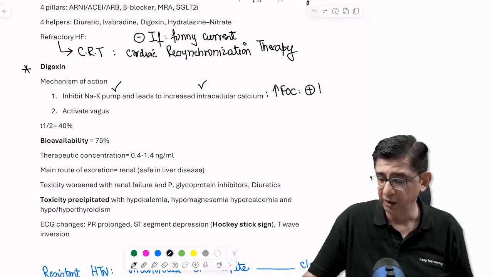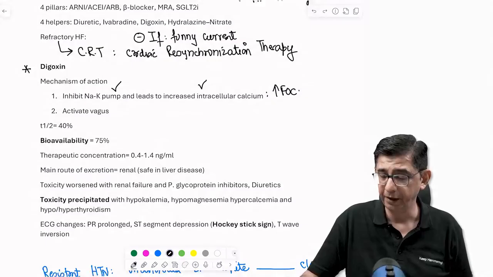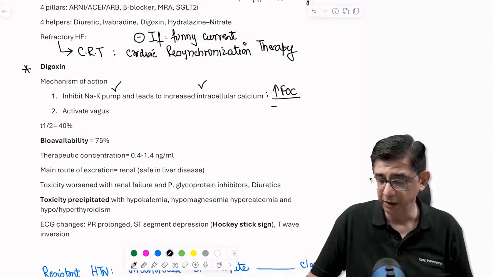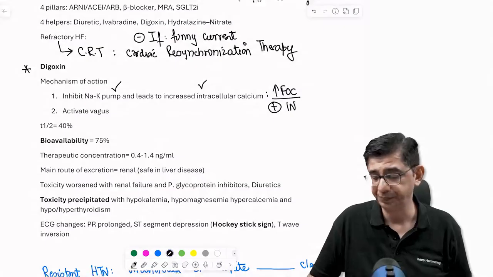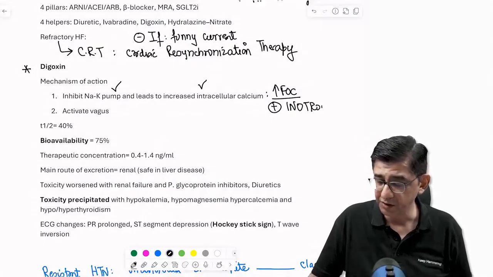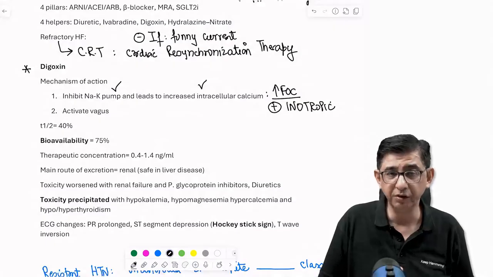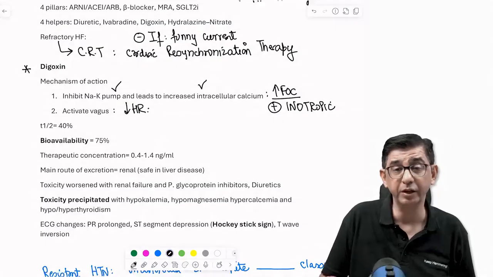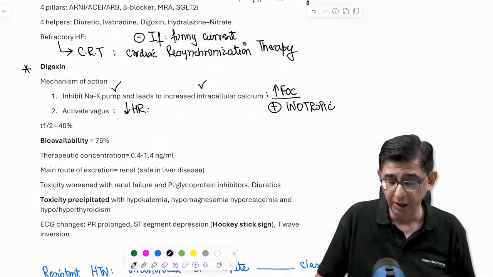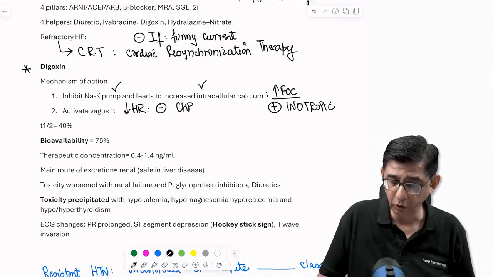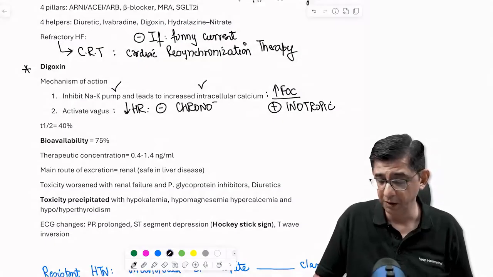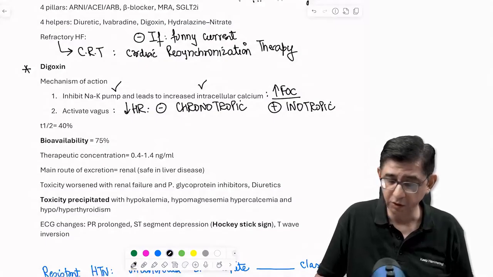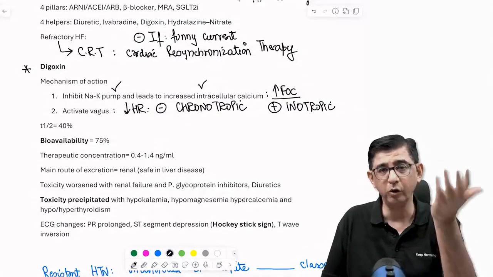So the word is that digoxin, when it is administered, it increases the force of contraction, it causes a positive inotropic action. The second aspect is that digoxin activates the vagus. By activating the vagus, it will decrease the heart rate. The good news is that will decrease the oxygen consumption of the heart, and this is called as negative chronotropic effect. So just making you revise your pharma, that how does digoxin work? It causes positive inotropic and negative chronotropic action.